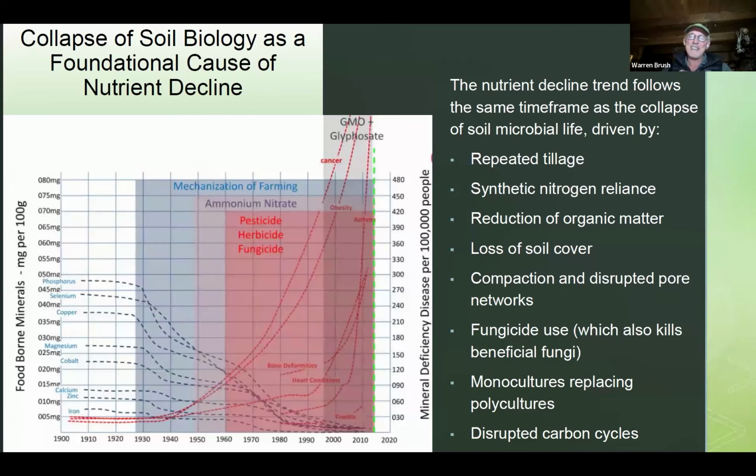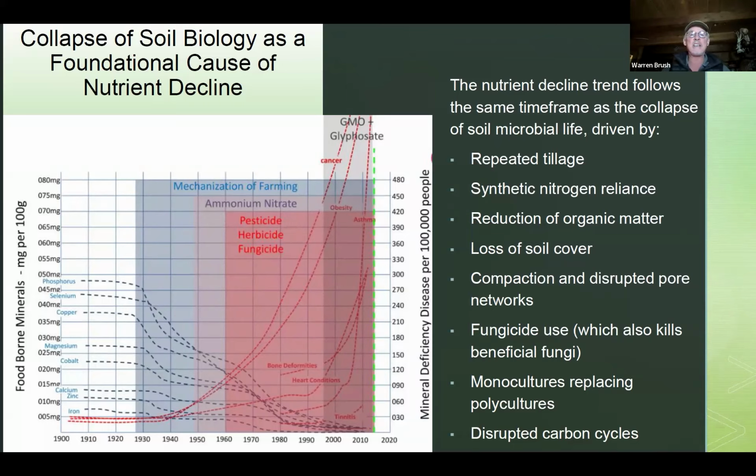So, this is an interesting one. When we start to look at what are the types of things that we're doing in our programs that may be causing the collapse of soil biology, and looking at how the types of agronomic practices that we use have followed a pathway of the collapse of the nutrient decline that we're seeing.